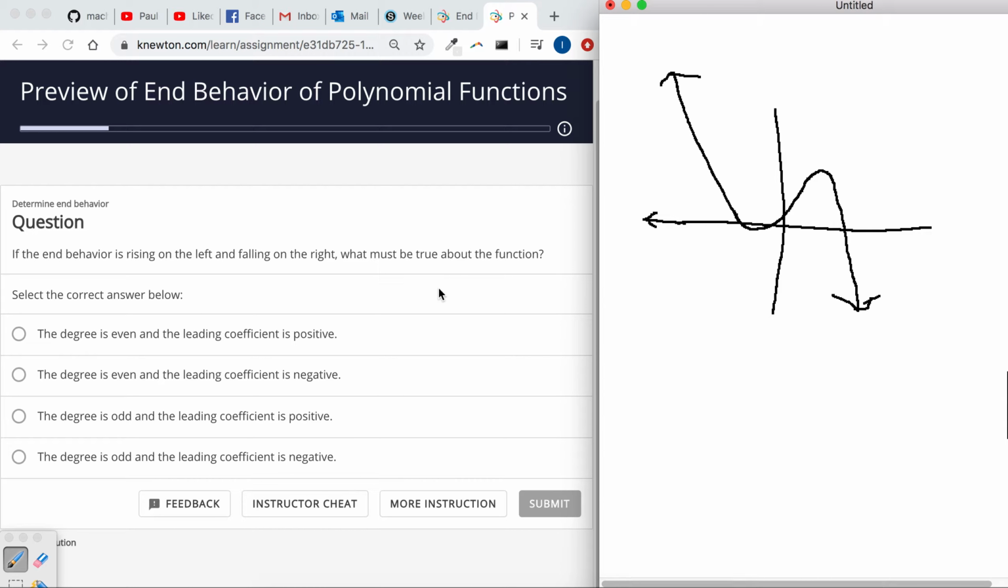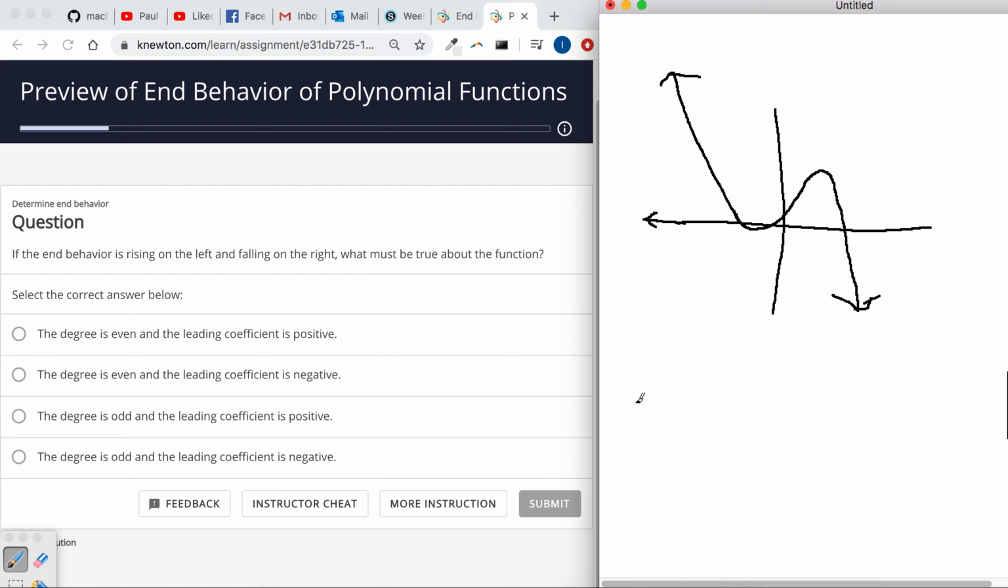So what must be true about the function? The degree is even, and the leading coefficient is positive. So it's dealing with the degree of the polynomial, which is the highest power, and then the sign of the leading coefficient. Okay. So let's see here. Honestly, I don't remember exactly whether it's odd or even, and I don't remember positive or negative for the coefficient. What exactly those do, but I can find it out through a little bit of investigation.